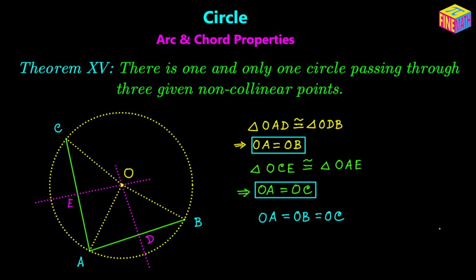So from here we are able to prove that we can draw only one circle through three given non-collinear points. As long as the points are not collinear, then we can draw only one circle passing through those three given points. I hope the proof made sense.